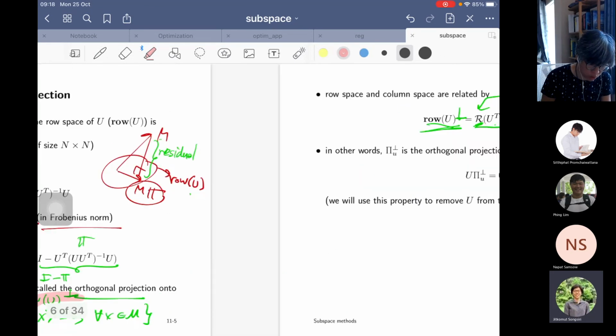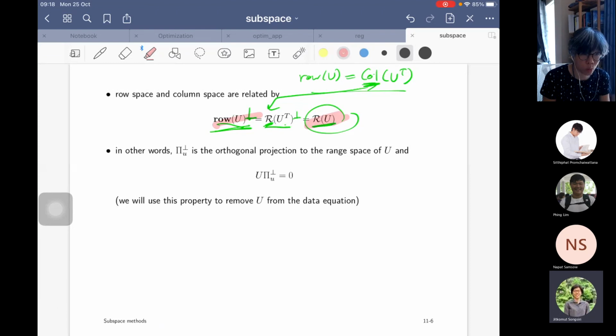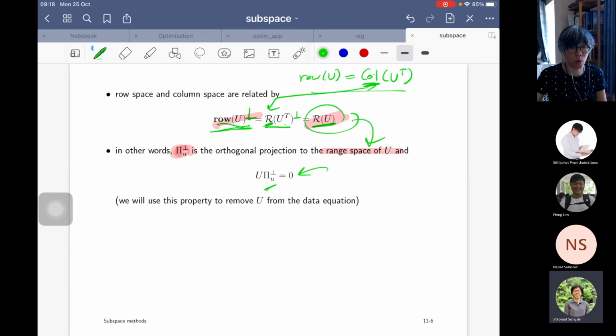As we mentioned previously, pi perp is the orthogonal projection onto the orthogonal complement of the row space of U, but we just showed that this is the range of U. Which means your pi perp is the orthogonal projection that projects onto the range space of U. And that shows that when you multiply U with pi perp, that gives you 0.